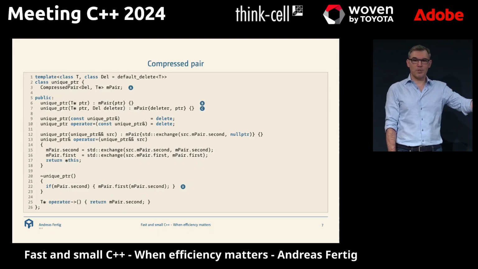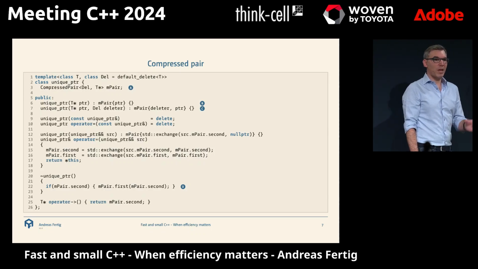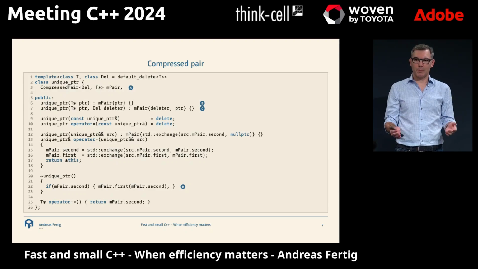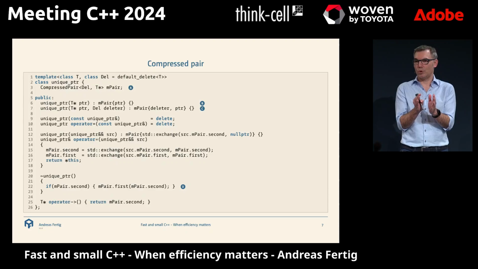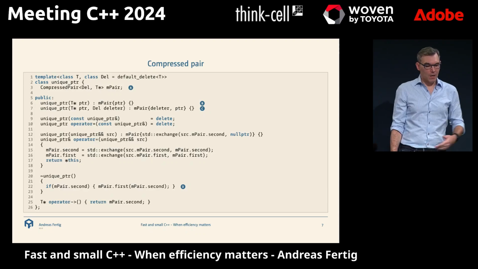So the object I just showed you, the class type, is used as a default parameter. This is why we don't have to pass a second parameter. Now internally, my unique pointer stores a compressed pair. We will look in a minute at what compressed pair means, but it's basically storing 2 things: a pointer to the data and potentially a pointer to the deleter, right?